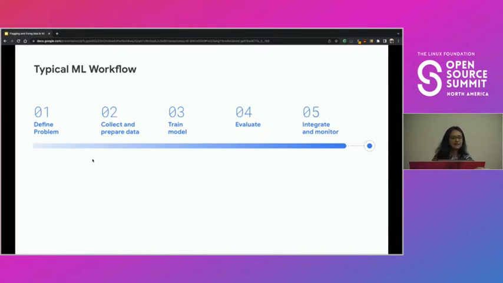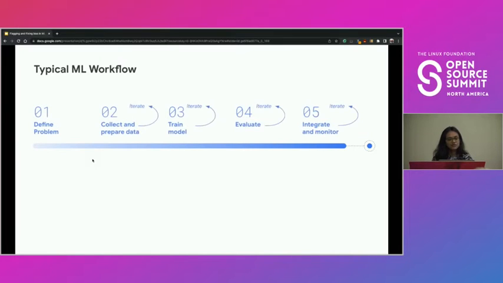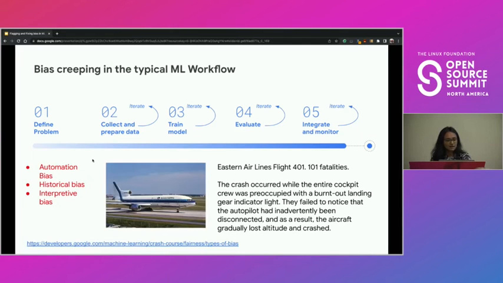It begins by defining a problem. You collect and prepare your data. You train a model, evaluate, and integrate and monitor. And obviously, you iterate through the process to ensure that you are not drifting away from concepts and your models are not becoming stale and you're getting the right data each time. But essentially, bias can creep in at each of these steps in your typical ML workflow.